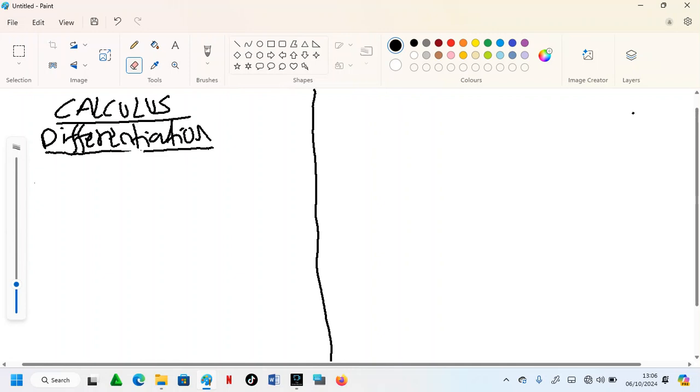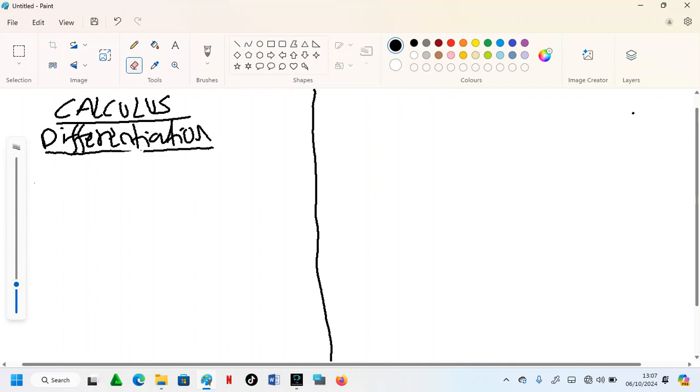My name is Patrick, and I'm going to teach you how to differentiate. Differentiation is the most basic part of calculus, and differentiating is finding the derivative of a function. So, differentiation is a method of finding the derivative of a function.